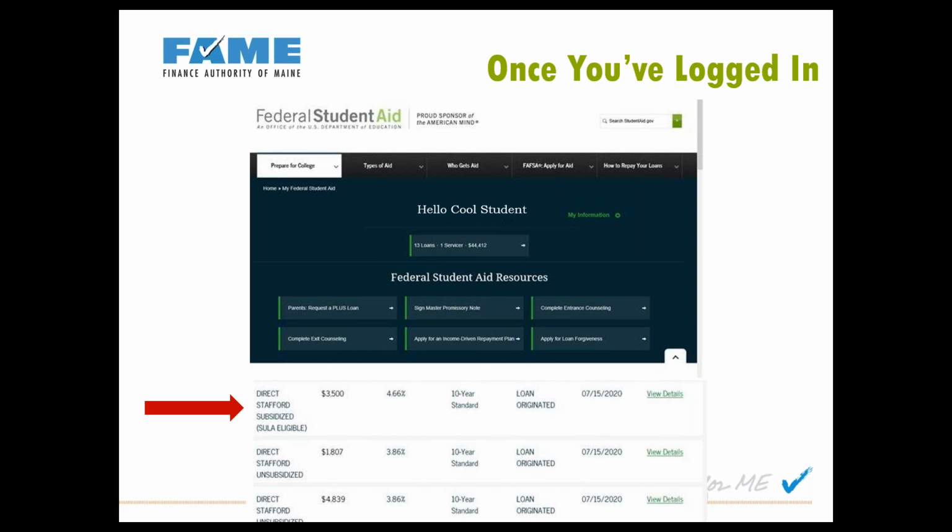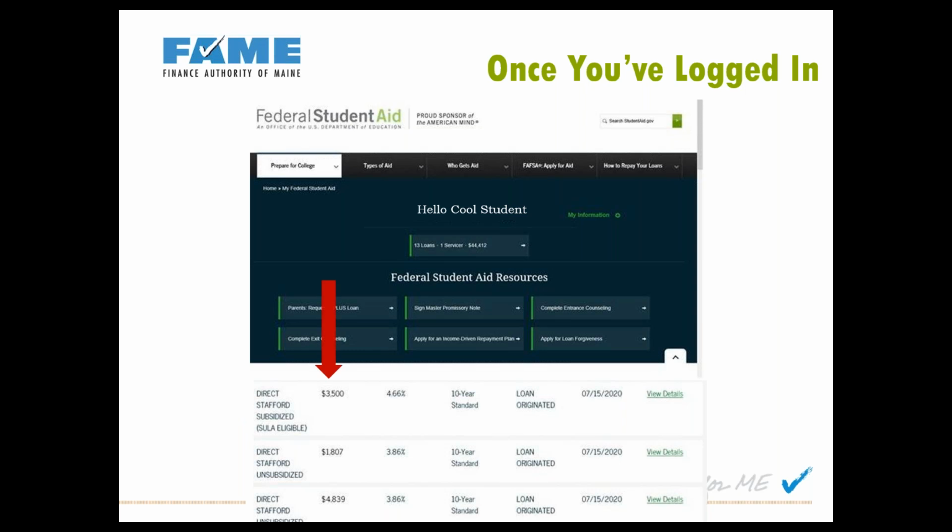You can only have a subsidized loan for so long. You have 150% of the time it takes to complete your degree program. Say you're in a bachelor's degree program that takes 4 years. You're going to have 6 years' worth of subsidized eligibility. So the loan that this borrower took out is going to count towards that time period. That's what SULA stands for.